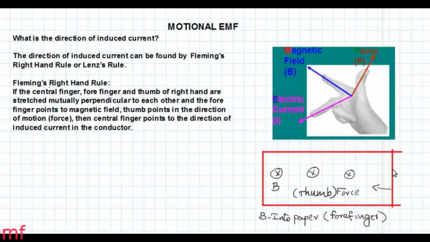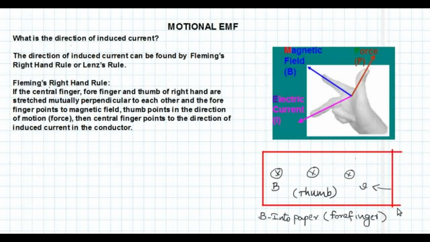Then we are moving the side RS towards PQ, right? So this is the direction of motion, or the direction of force. So now you may keep your forefinger pointing into the paper. Please turn the thumb in such a way that it is in the direction of this arrow mark, right? So now you can see that your middle finger is pointing downward, right? Your middle finger should be pointing downward.